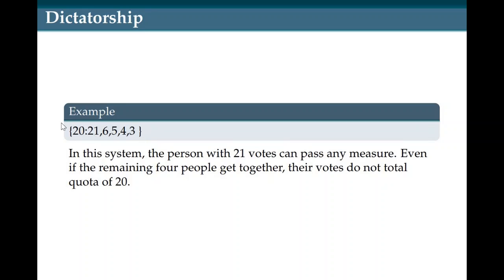Let's consider the weighted voting system here. In this system, the person with 21 votes can pass any measure without even considering the rest of the votes. And even if the remaining 4 people, that is 6, 5, 4, and 3, the total of their votes does not total the quota of 20 votes.